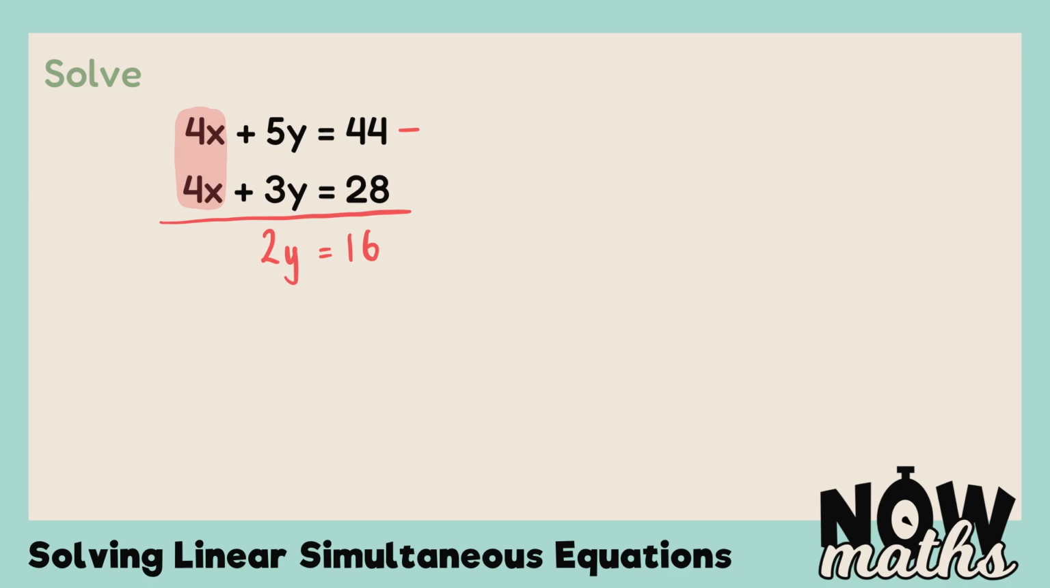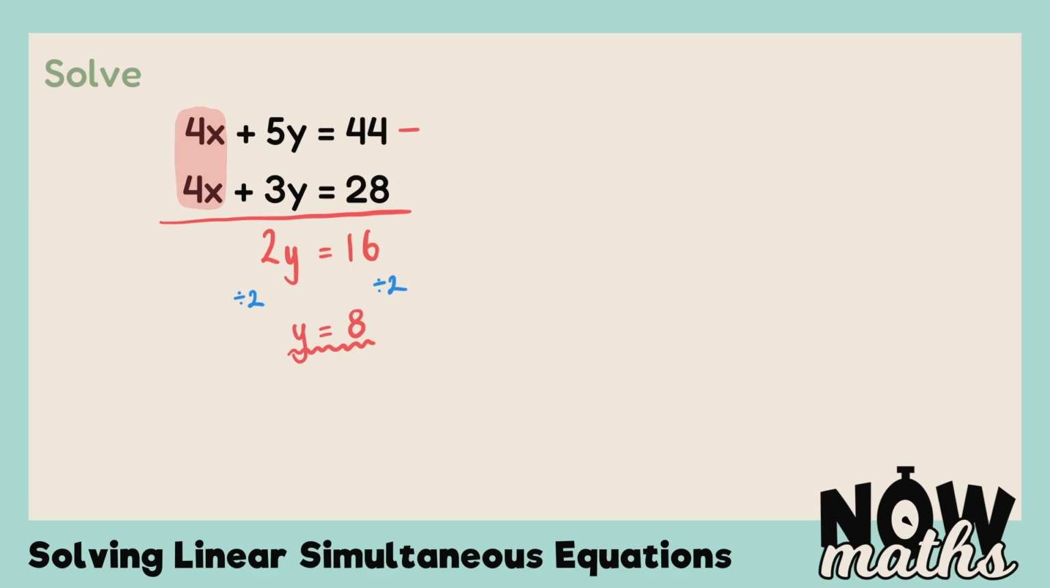This one this time is in terms of y, and if we have 2y, we're going to divide by 2, which should give us y on the left, and 16 divided by 2 gives us 8 on the right. So our y solution is y equals 8. So this time we've found our value of y first, and we now need to use this value to find the correct value of x.